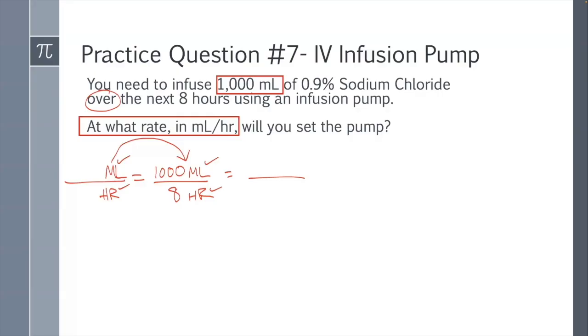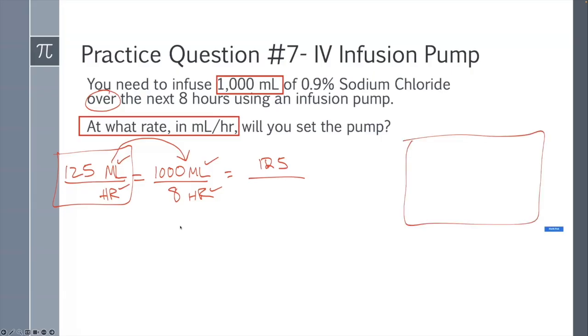Okay. So we don't need to go any further. It was just that simple. 1,000 divided by 8 is 125 milliliters per hour. That is where we're going to walk into our patient's room.